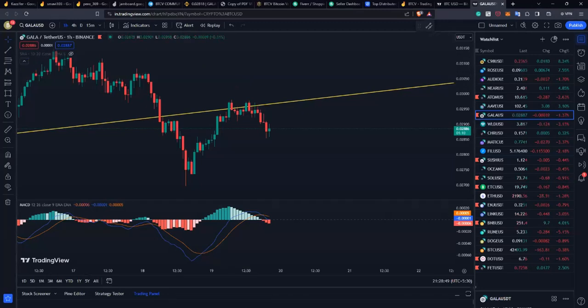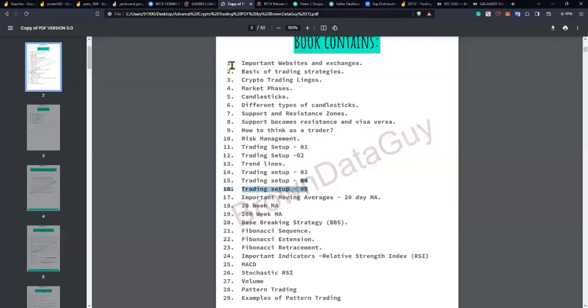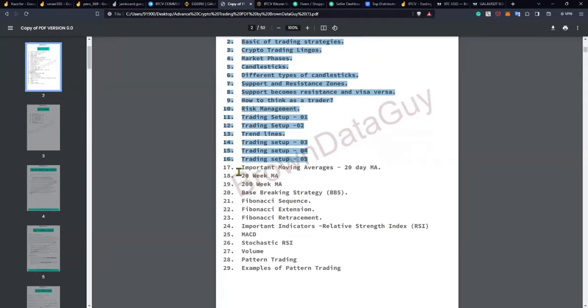Yeah. If not, then of course we can conclude this class. In this class, we have talked about 3 topics: trading setup 02, trend lines, trading setup 03. In the next class, we will talk about trading setup 04, 05, and we will talk about moving average. Moving average is the first indicator. In the next class, we will complete all the beginner setups. After that, things will get interesting. Things will be more complicated, of course. And then we'll talk about indicators, base breaking strategy, Fibonacci, different interesting topics.